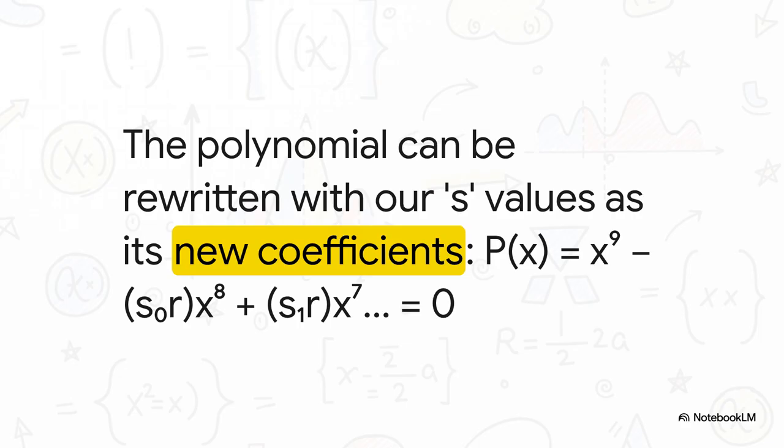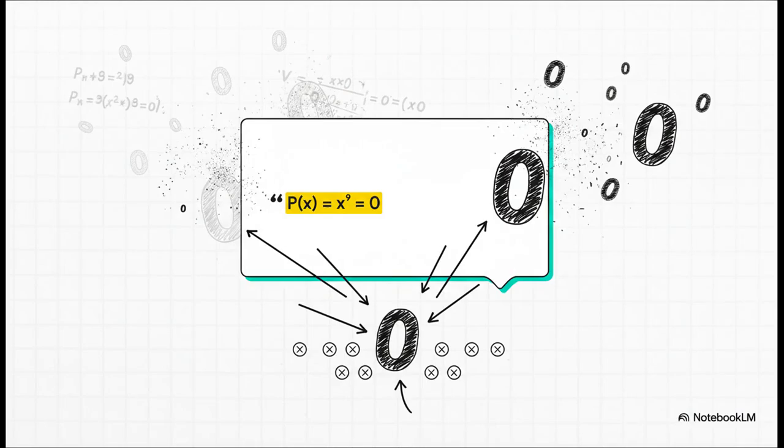And now for the big twist. The source material reveals that this entire polynomial can be rewritten in a different form. You can actually replace all those huge original coefficients with the S values we just found. It's like a mathematical sleight of hand, and it changes everything. And because every single one of those S values is 0, what happens? All those complicated terms in the middle just, poof, they vanish. The entire equation just collapses into this beautifully simple statement, x to the power of 9 equals 0.